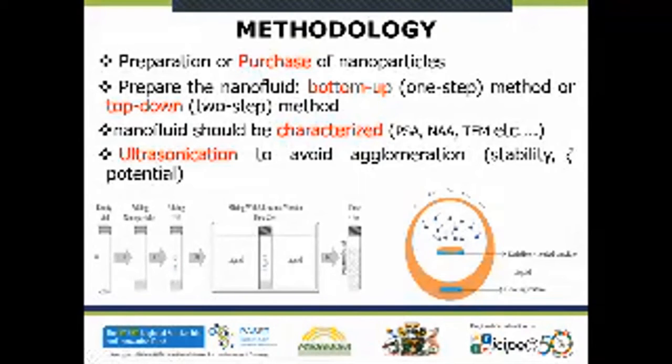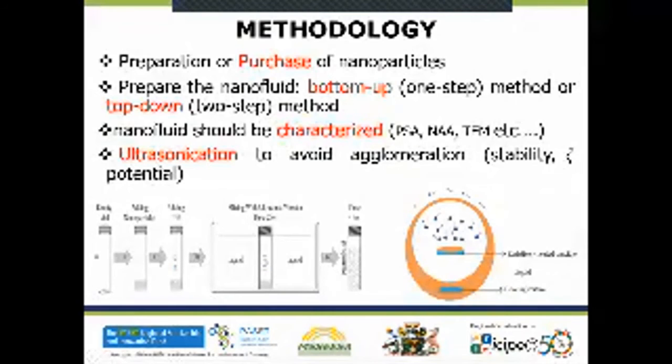In the case of bottom-up, normally we need to produce nanoparticles from gases or liquid material. So instead of producing nanoparticles, solidifying them, and then dispersing them, we can just evaporate. We do the two things in only one step. That is why we call it one step, just by evaporation.